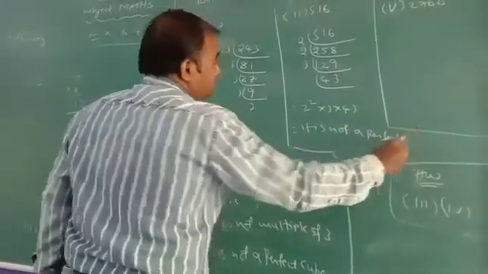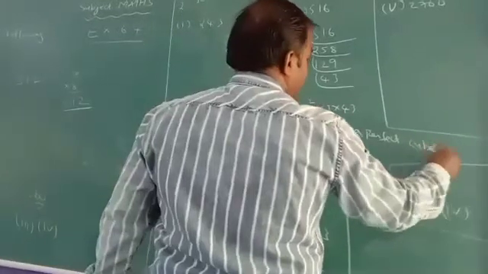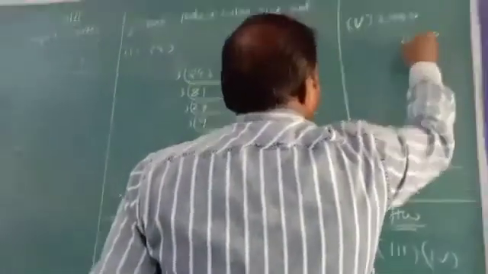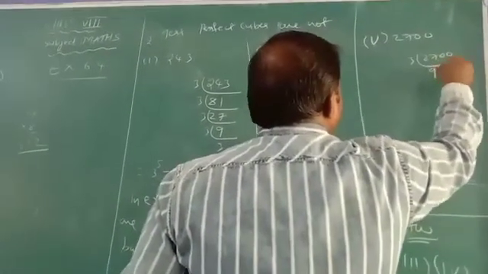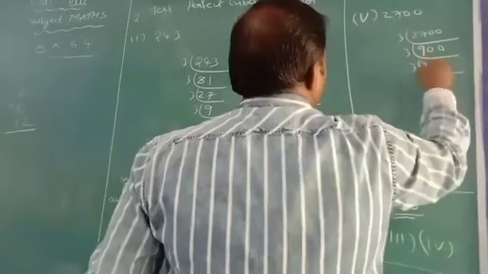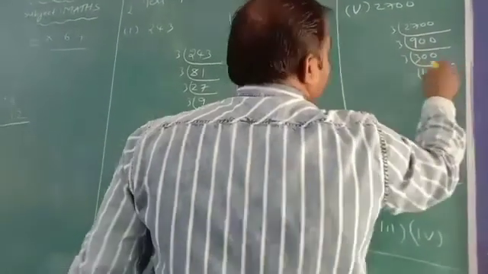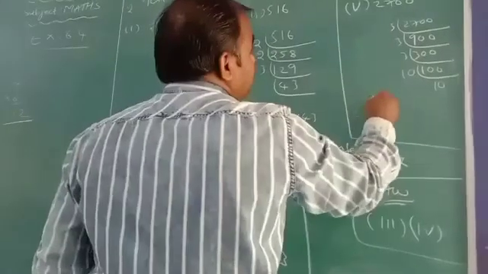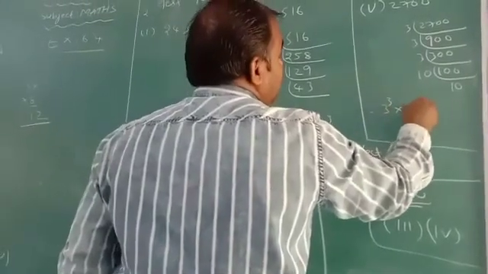It is not a perfect cube. Next, 2700. Take the table of 3: 3 nines are 27, and 0. 3 threes are 9, and 0. That is 300. Again, 10 tens are 100. Now you check here: 3 appears 3 times, and 10 appears 2 times.